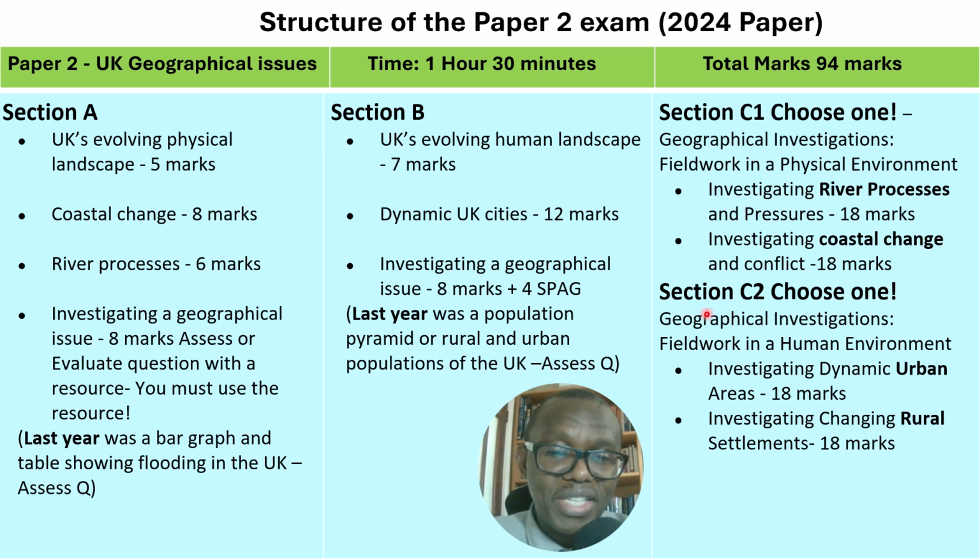And then you have section C2. Again, here you will need to choose one, and this is the human part, or the human environment, and you will need to choose either urban areas or rural areas and answer the questions from either one of those. And each of these is going to be 18 marks.